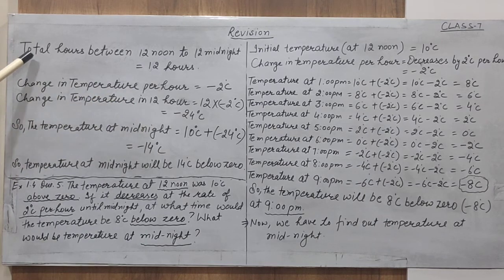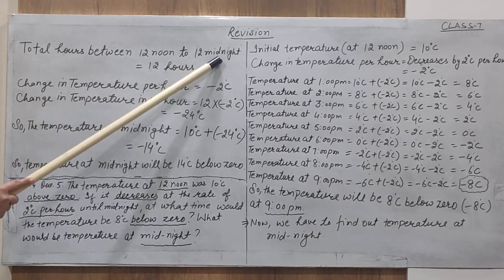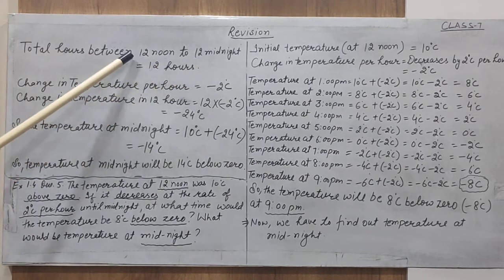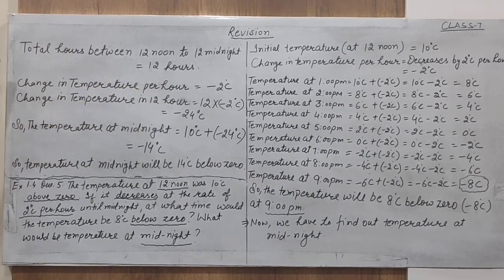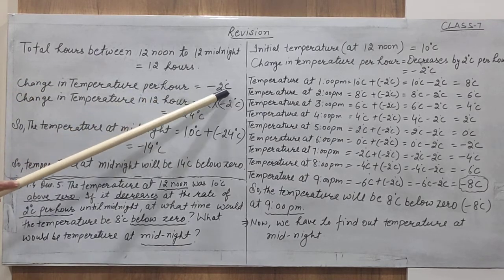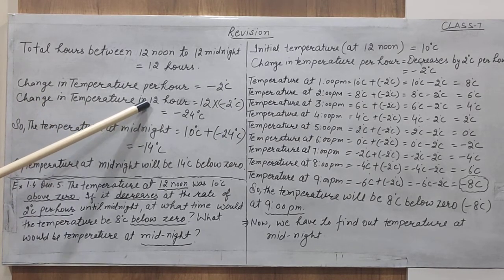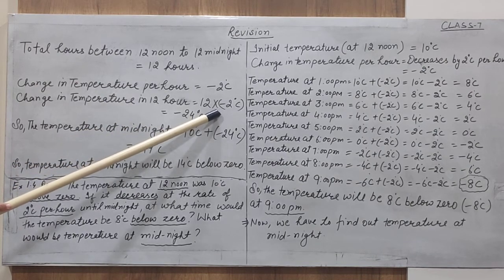Understand again, total hours. If we know the total hours between the two timings, that is 12 noon and 12 midnight, we know how many hours are between 12 noon and 12 midnight? 12 hours. Alright, so total hours we know. Change in temperature for 1 hour, that is given, that is minus 2 degrees Celsius. So change in temperature for 12 hours we can find out directly by using the multiplication properties of the integers.